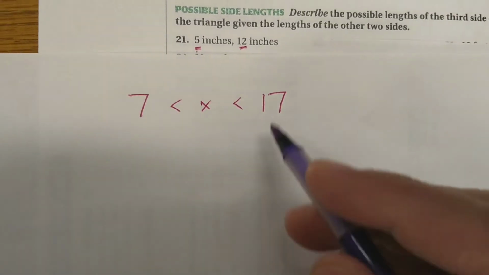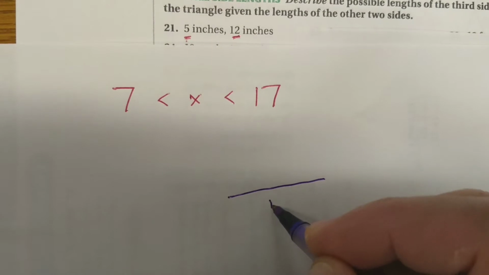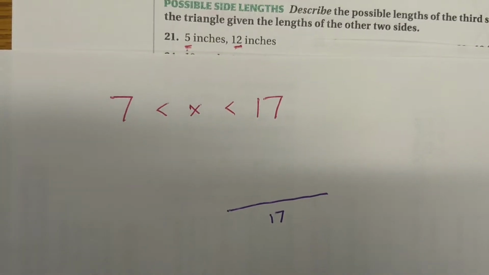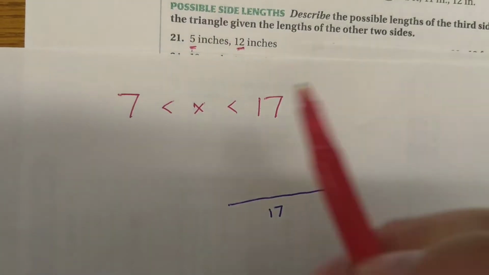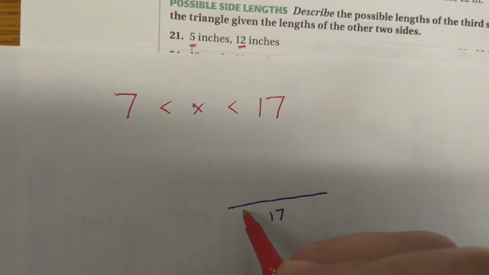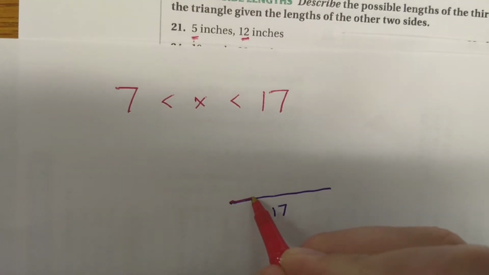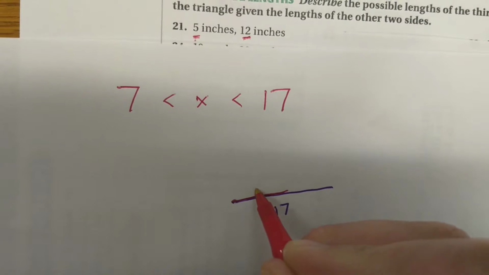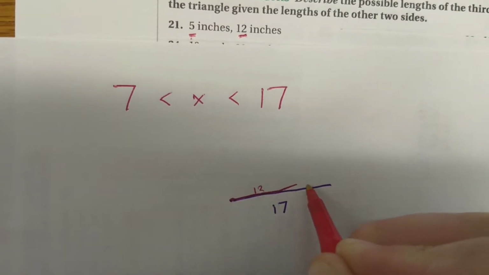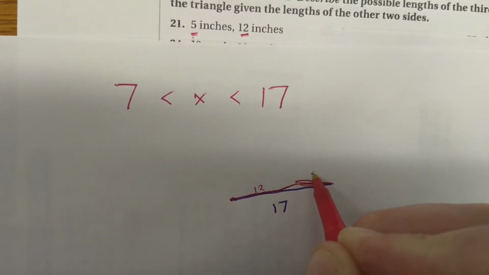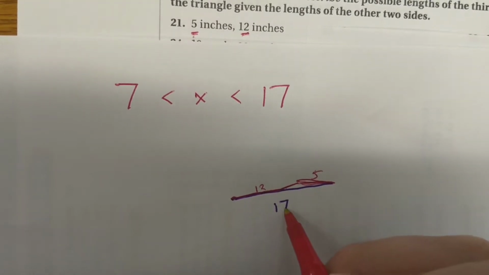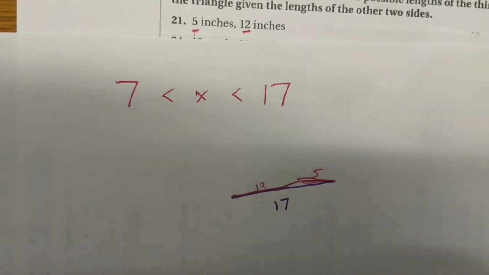Here's why that works. Let's say it is 17. Okay, that's my side length of 17. Remember, the other two sides are 5 and 12. Well, if I laid these really flat with just a little bit of an angle and made that 12 and this 5, they would just barely get there. But again, this would have to be a little bit smaller, right?